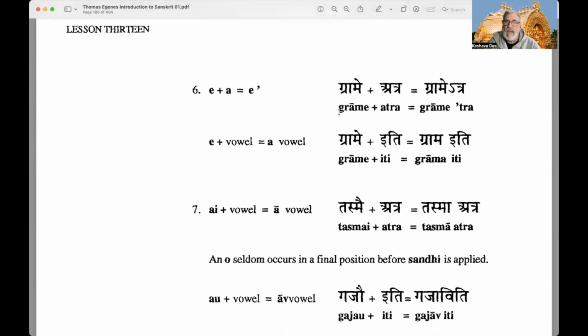Okay. So now we have another rule. We have the letter E plus short A. It stays the same as an E, and the short A is dropped. We show that by an avagraha symbol in the Devanagari, or in Roman transliteration, by an apostrophe to show that a short A has been dropped. So here's an example: grame plus atra. We have E plus a. The short A is going to drop out. So it's going to be grame 'tra, with an avagraha symbol, or an apostrophe in the Roman.